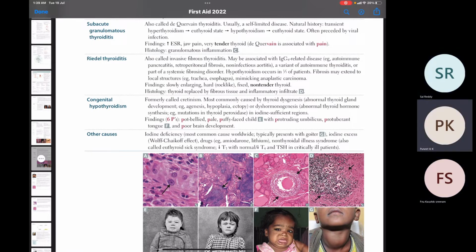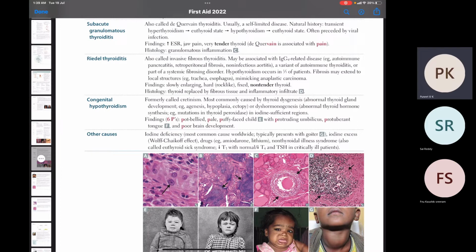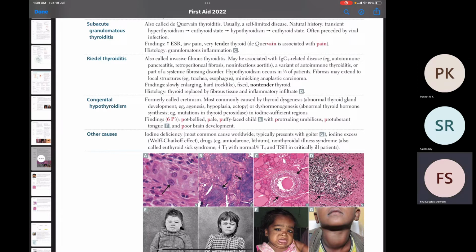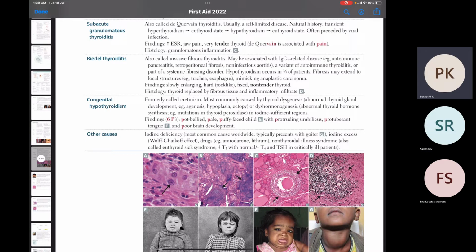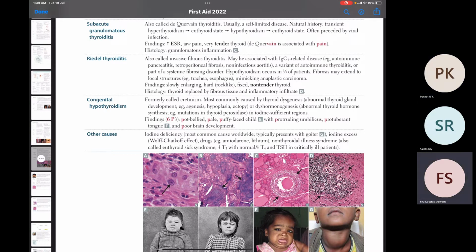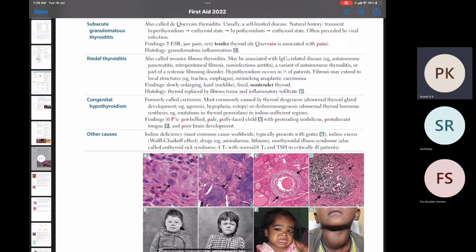Hashimoto's. So that could cross the placenta and enter the fetus, and therefore cause transient hypothyroidism. But remember, that's very transient. Then Pendred syndrome, we know that also can cause this one.